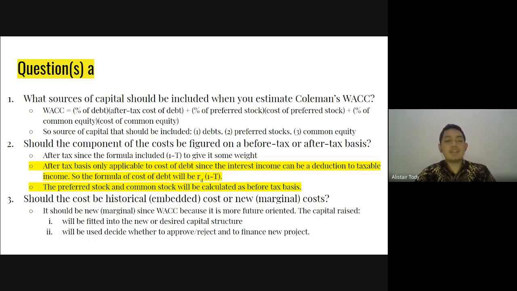And the third question of A: should the historical or embedded cost or the new marginal cost be used? It will be marginal, since WACC is more future oriented. The capital raised will fit into the new or desired capital structure. And second, it will be used to decide whether to approve or reject and to finance new projects. So from the purpose of the capital, it is future oriented, not past oriented. So it will be the new or marginal cost.